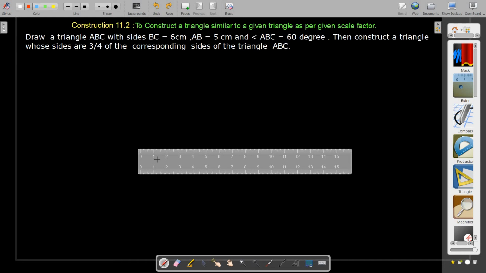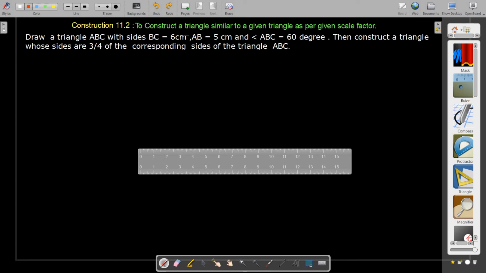Let us know how to construct a triangle similar to a given triangle as per scale factor. For that, consider the example question. Draw triangle ABC with sides BC as 6 cm, AB as 5 cm, angle ABC as 60 degrees. Then construct a triangle whose sides are 3/4 of the corresponding sides of triangle ABC.